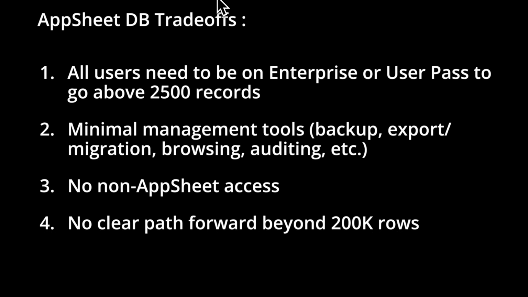And then the final one is that there's no clear path forward beyond 200,000 rows. So as I mentioned before, that's the limit for AppSheet Database. It's really unclear if it's a physical limit. I haven't actually tried and tested to see what happens if you get to that point, but they do call that out in the documentation as specifically the limit. So once you get there, you're going to need to figure out some kind of other option anyway.